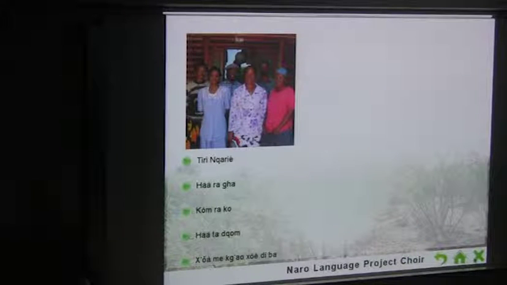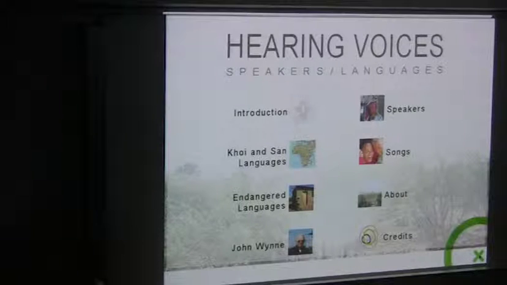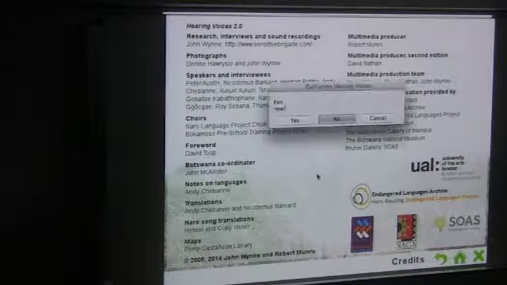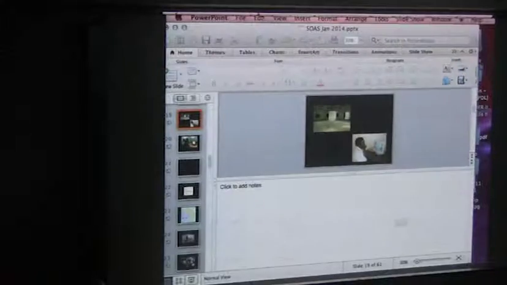So those are Dutch hymns that were translated into Narrow and performed there. So I'll leave that there in the interests of time, and because I haven't got to the git sound material yet.